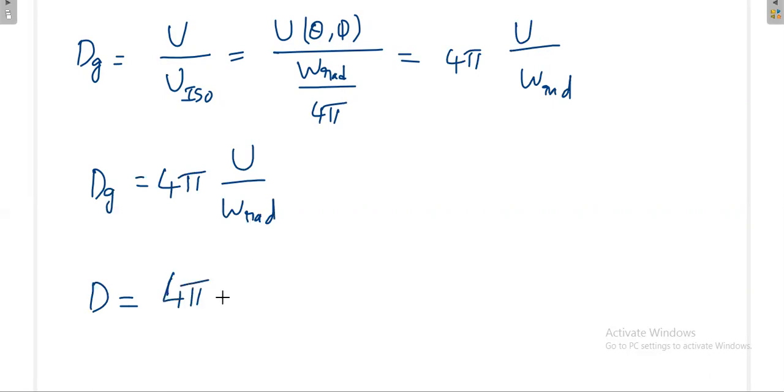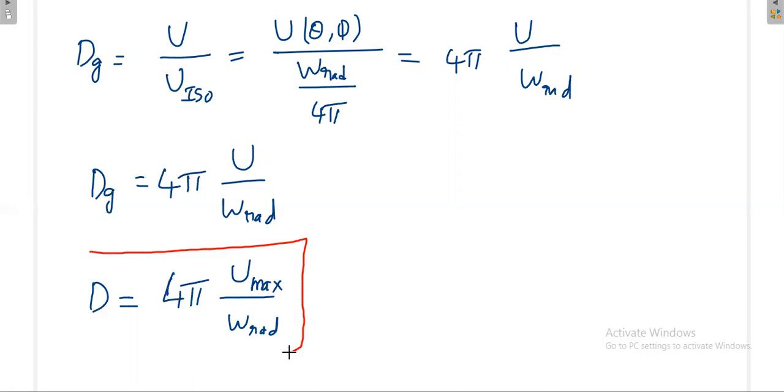You cannot change that. But you can find the maximum value of radiation intensity, because at a particular angle it will have maximum radiation intensity, U max. Then simply divide by W radiated. Once the radiation intensity is maximum in a particular direction, in that direction you will have maximum directive gain. That maximum directive gain is called directivity. Now I have a new formula. This you have to remember always.